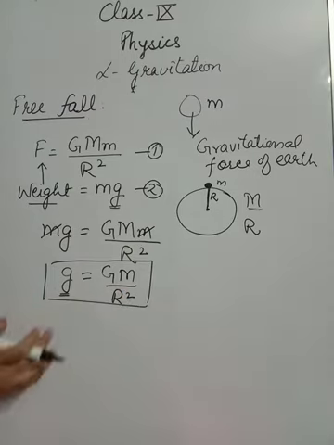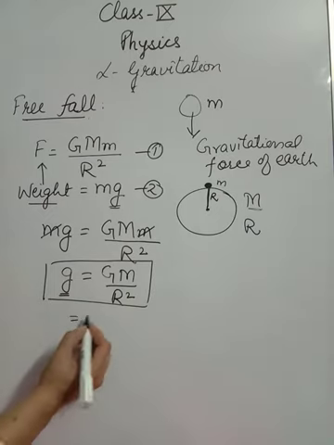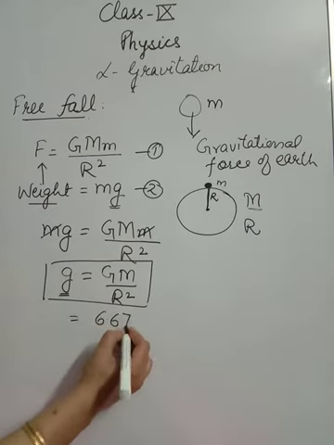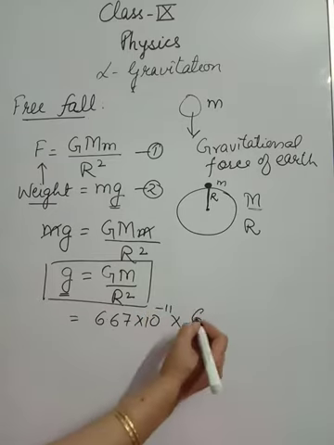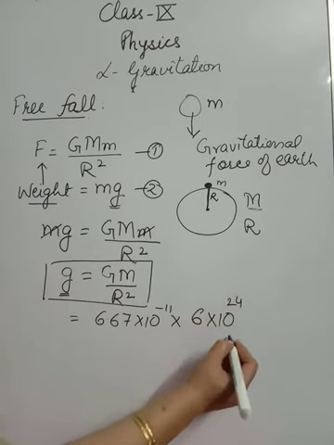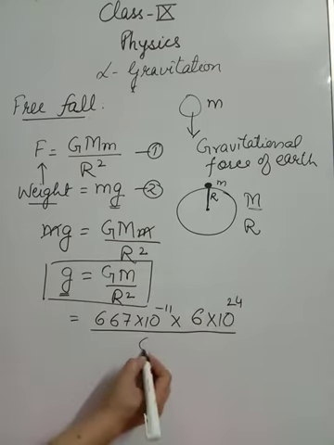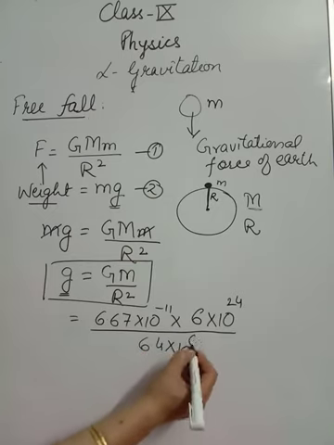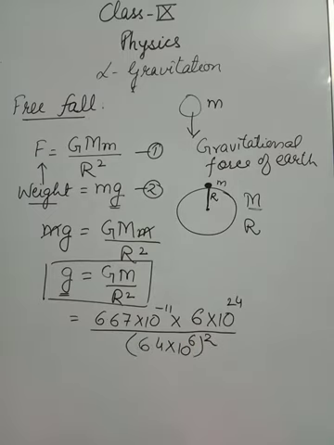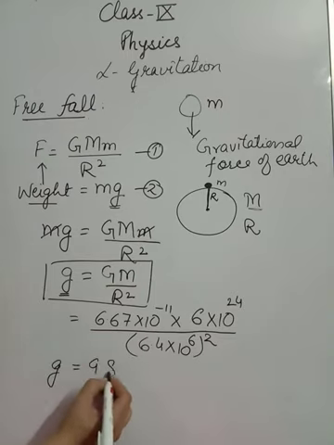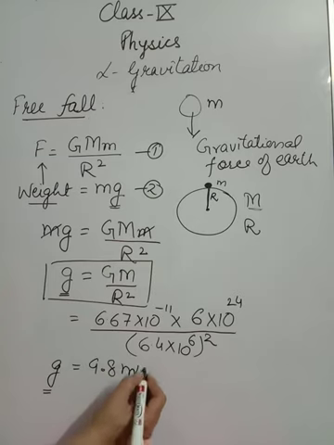Now if you want to find out the value of this g on the surface of earth, so gravitation constant is 6.67 into 10 raised to power minus 11, into mass of earth, 6 into 10 raised to power 24 kg, upon radius of earth, 6.4 into 10 raised to power 6 meter. So r square means square of this, and on solving all this we will get the value of g. It comes out to be approximately 9.8, and because this is acceleration, the unit will be that of acceleration, meter per second square.